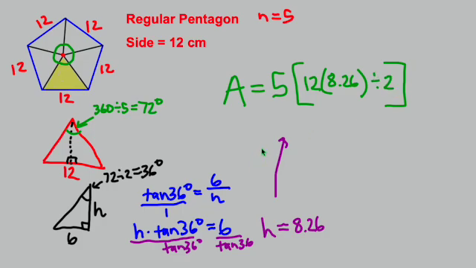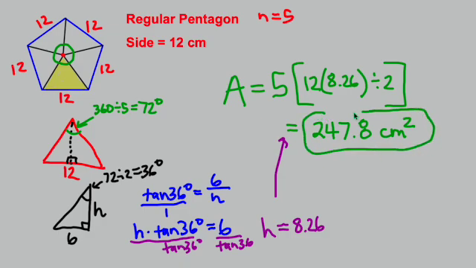And so grab your calculator and take 5 times 12 times 8.26 and divide by 2. If you do that correctly, you should get 247.8. And then the only thing you need to do is add in the units. So it's in centimeters, so area is always in square units. So it'd be in square centimeters in this case. So right here, that is the area of the entire pentagon.